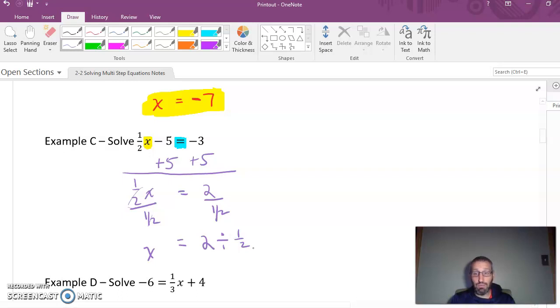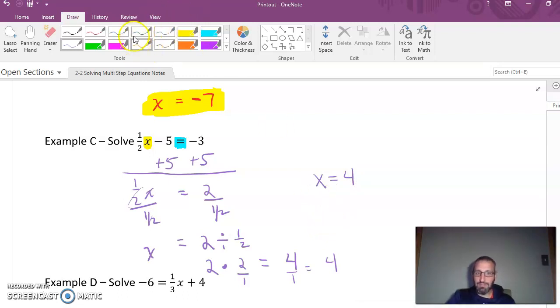Now, hopefully we can remember our idea around dividing fractions. We want to take this, where's my cursor? There it is, 2, and multiply by the reciprocal of this. I want to multiply by 2 over 1. Oh, and 2 times 2 over 1, that's just 4 over 1, which is 4 divided by 1, which is just 4. So x is going to equal 4.